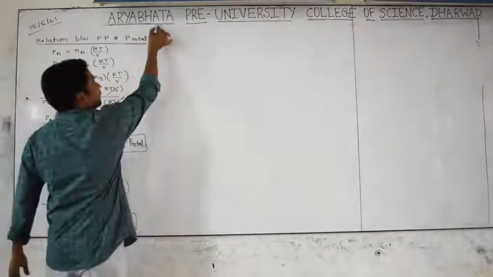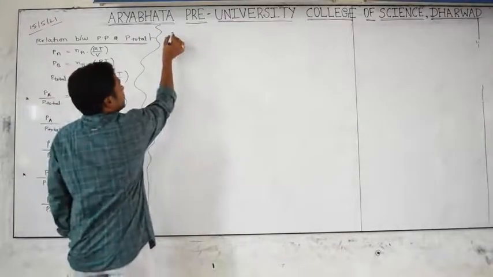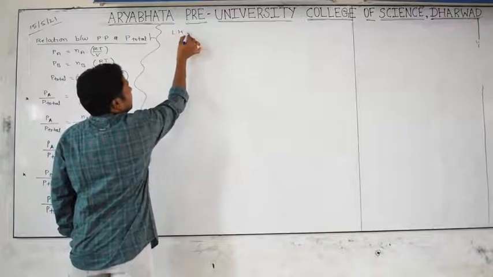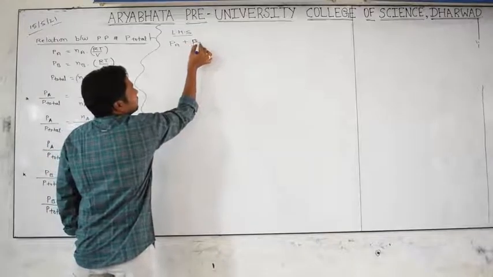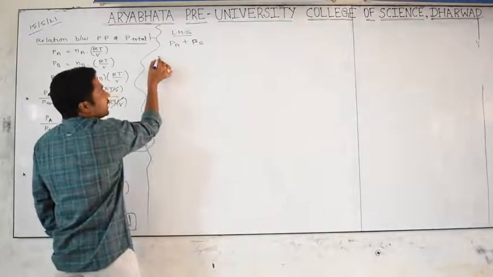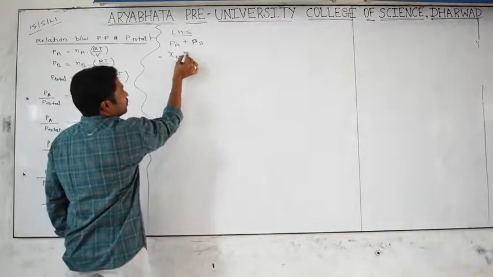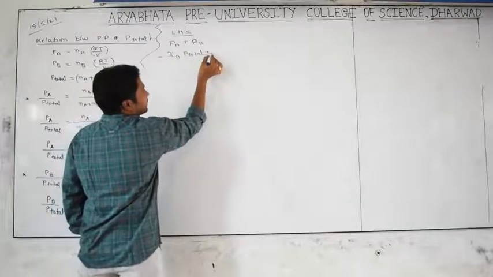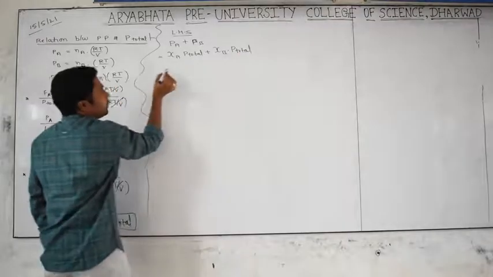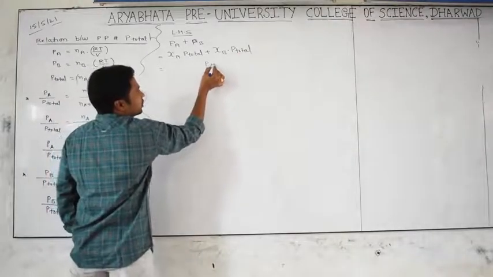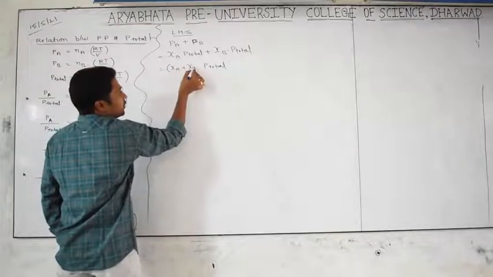Now we are proving Dalton's law. How do we get it? Take the LHS: we take PA plus PB, the partial pressure of A gas plus the partial pressure of B gas. So what are we getting? PA is nothing but chi A into total pressure, and PB means chi B into total pressure. P total is common. After that, what are we getting? Chi A plus chi B.